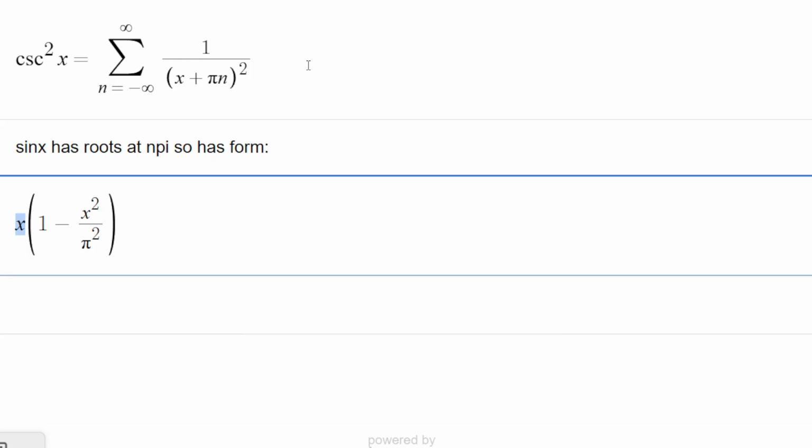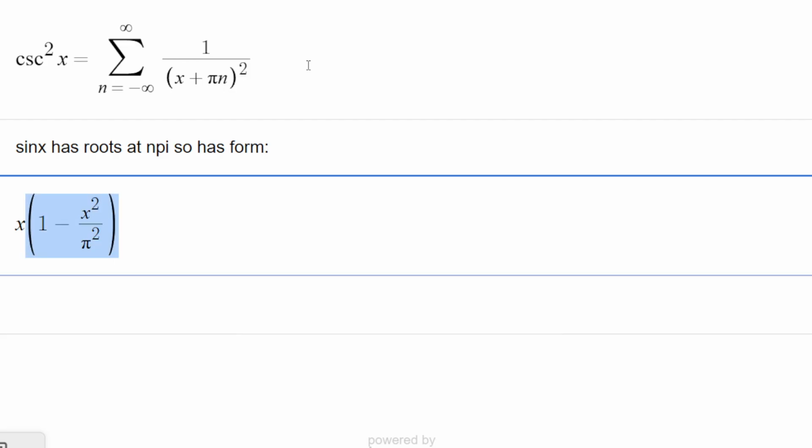you'll see that at x is equal to 0, we have a root. At x is equal to pi, we get 1 minus pi squared over pi squared, which is 0. And at negative pi, we get 1 minus negative pi squared, which is pi squared, divided by pi squared, which is 1. 1 minus 1 is 0, so we have a root there.